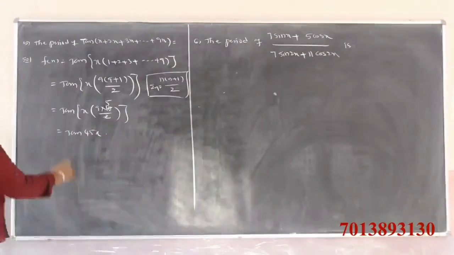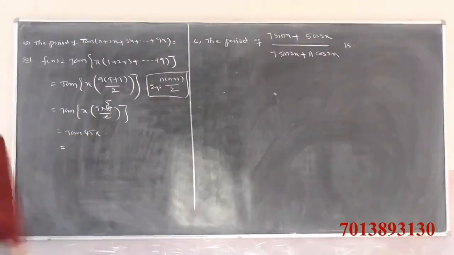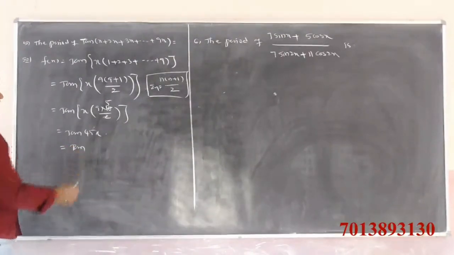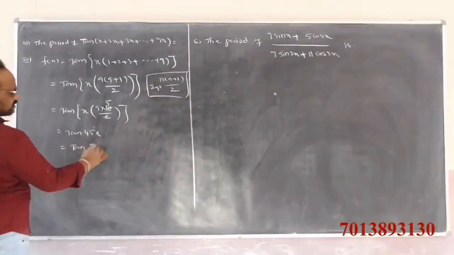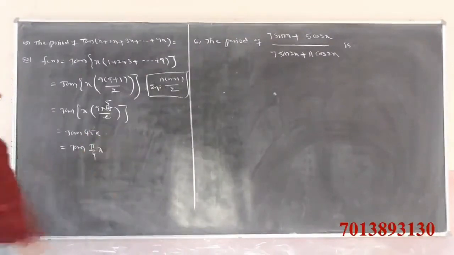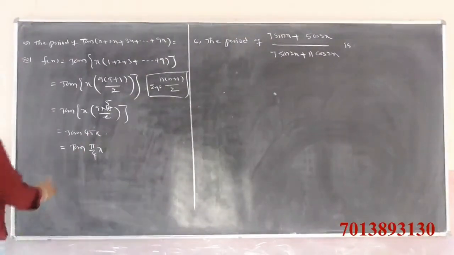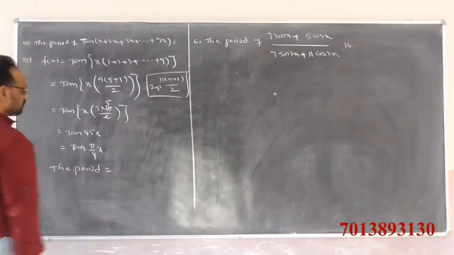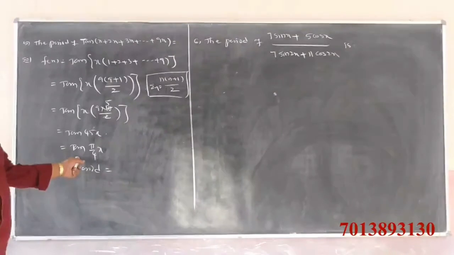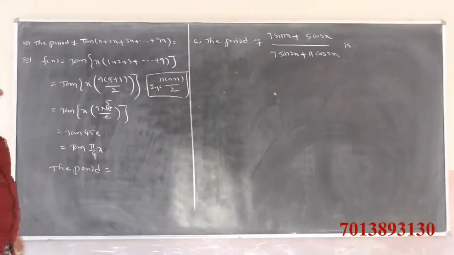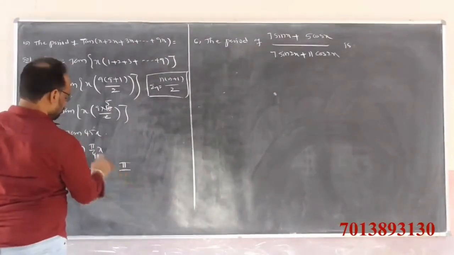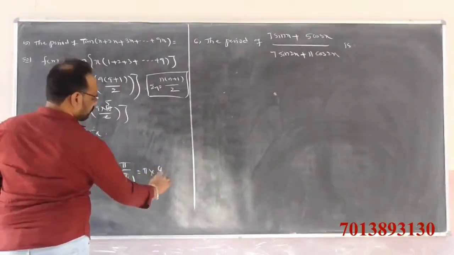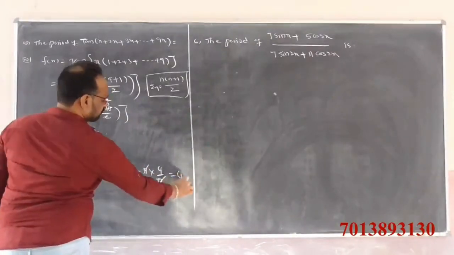Tan 45x. This 45 can be expressed in radians: 45 degrees can be written as pi by 4 radians. We want the period. Already we know that the period of tan ax is pi by mod a. So pi by modulus of pi by 4 is equal to pi into 4 by pi. Pi and pi get cancelled. That is equal to 4 is the period.